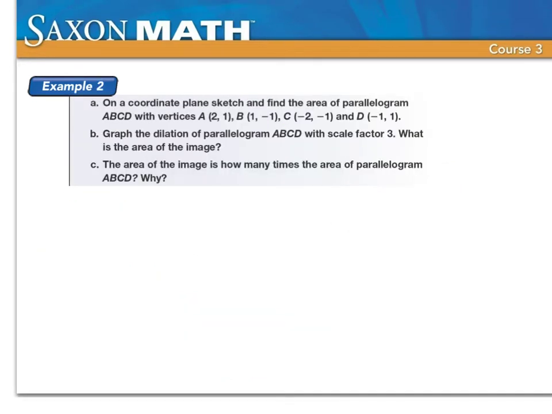Example 2 says on a coordinate plane, sketch and find the area of parallelogram ABCD with the given vertices. Then after that, we're going to graph the dilation of the parallelogram with a scale factor of 3 and find the area of that one. And then we want to find out the area of the image is how many times the area of the parallelogram we started with and why.